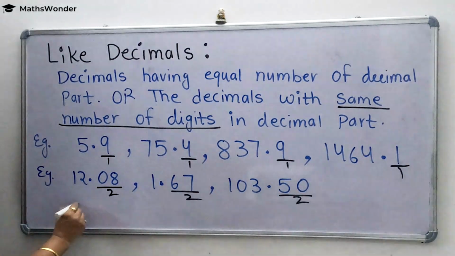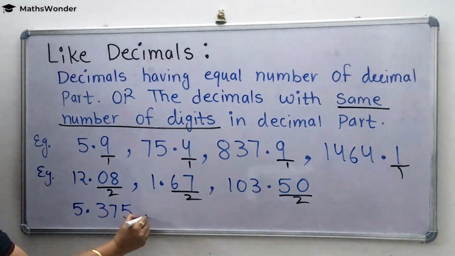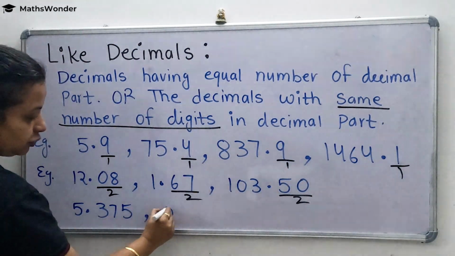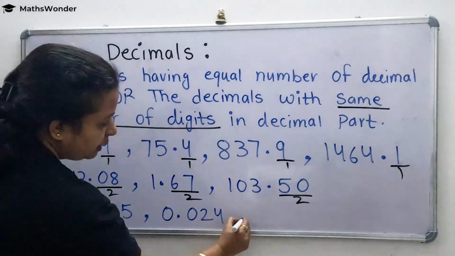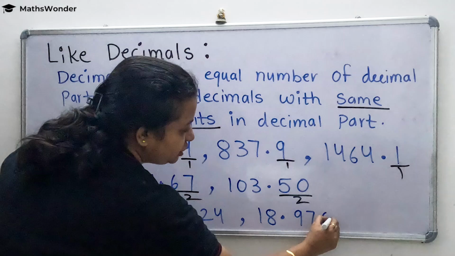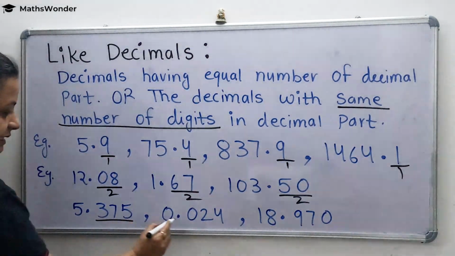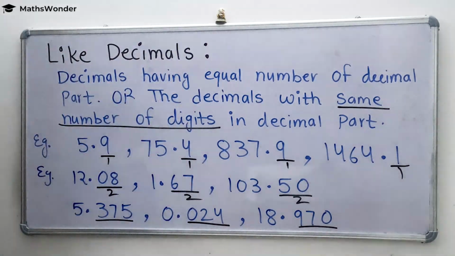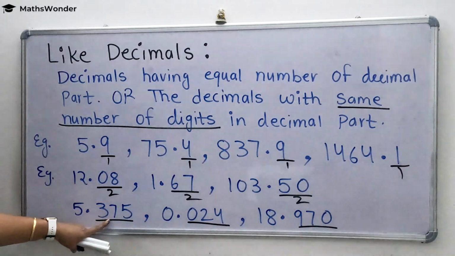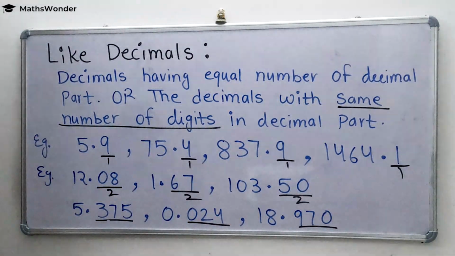I am giving one more example. Suppose 5.375. The other one is 0.024. The other one is 18.970. Now check your decimal parts. Is this like decimals? Yes. All are 3 digits, right? It doesn't matter that the digits are different: 375, here 024, here 970. But the number of digits must be the same.